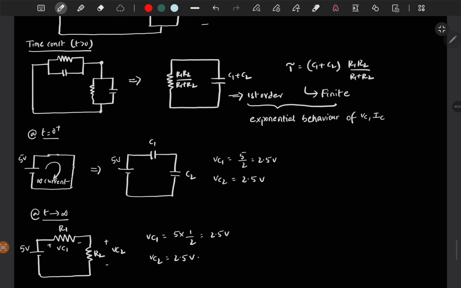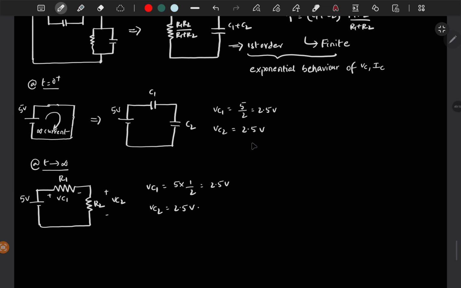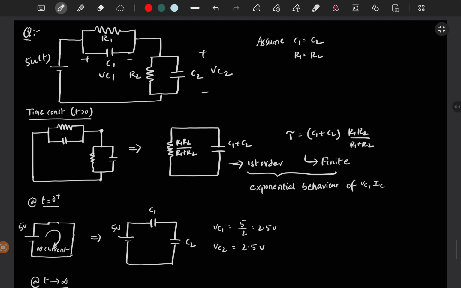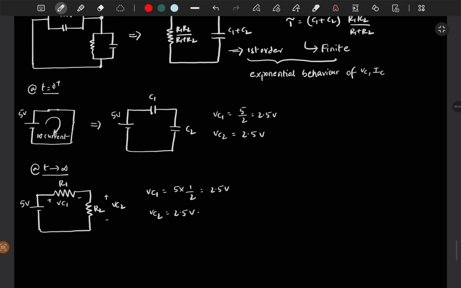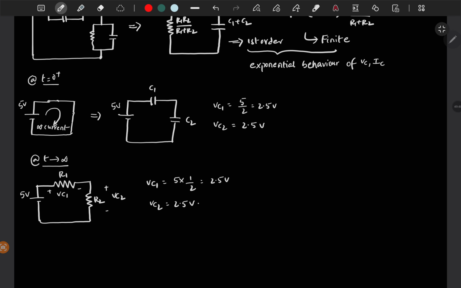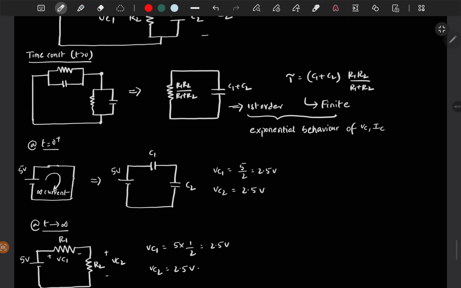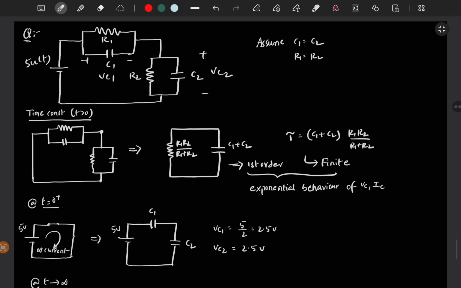But we are saying the time constant is finite, which means there should be some steady state voltage, and from some voltage to the steady state voltage it should charge or discharge exponentially, right? So how will this circuit work? Since at t is equal to 0 we have 2.5 and at t tends to infinity we have 2.5, will it stay at the same voltage or will it go to some other voltage and come back to 2.5? That I think we can discuss in the next class. You can think about this circuit, and we can discuss these waveforms in the upcoming lecture.